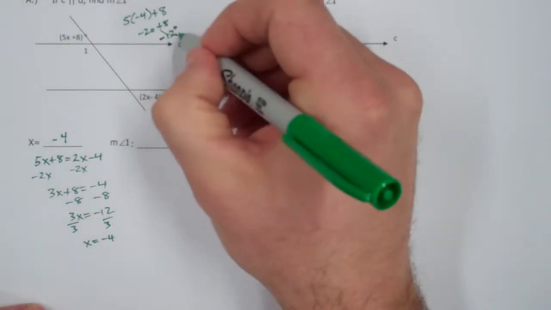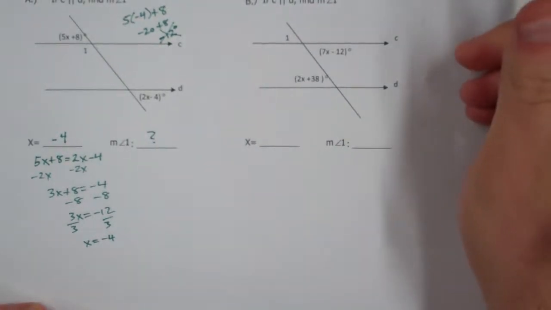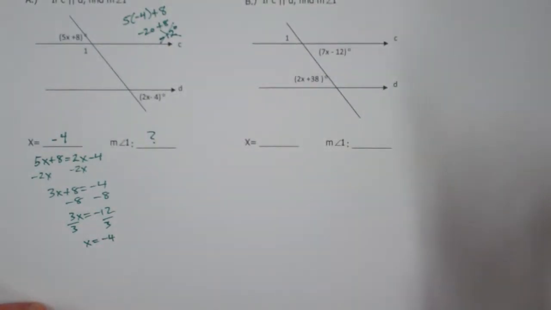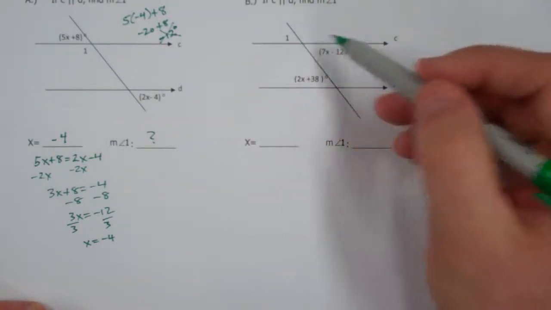This just doesn't make any sense, though. So I'm going to put a question mark here. Something is wrong with this problem. For the next one, C is parallel to D. We want to find the measure of angle 1.